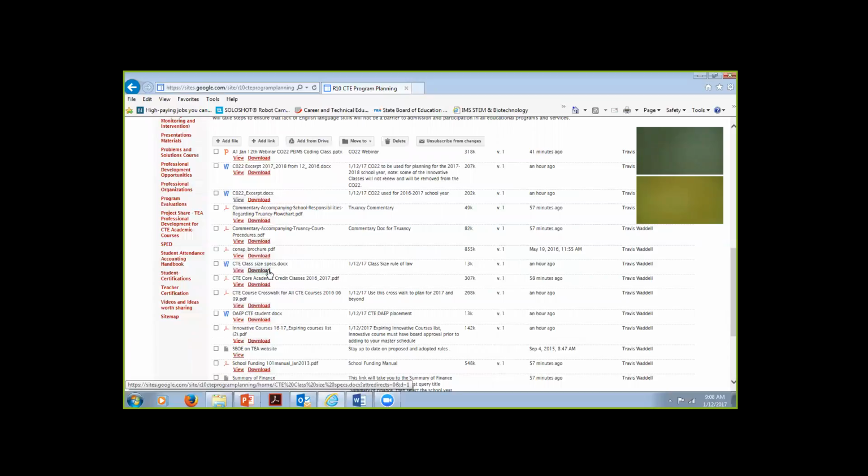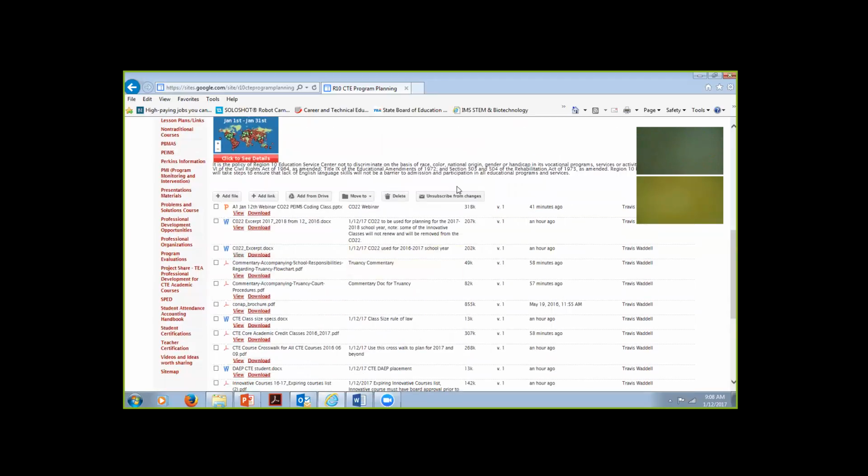We'll be referencing the CTE class sizes. It's not just CTE class sizes, it'll be all class sizes, but we're referencing that document. We're going to reference the CTE course crosswalk. And we will be referencing the rules for coding kids for DAEP or JJAEP placement, more so DAEP or elongated placements in in-school suspension. We'll be talking about the innovative courses expiring list, courses that might be expiring in the next year, for consideration for your master schedule building.